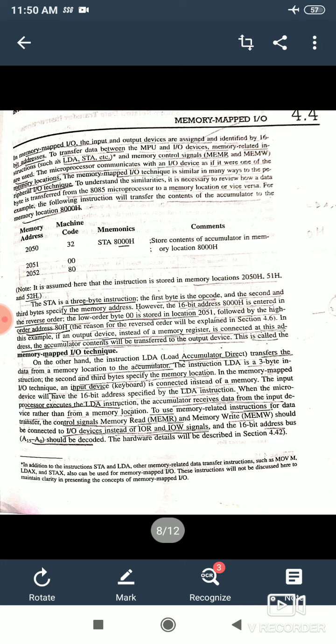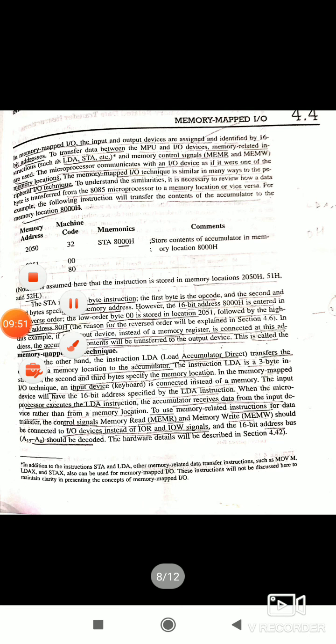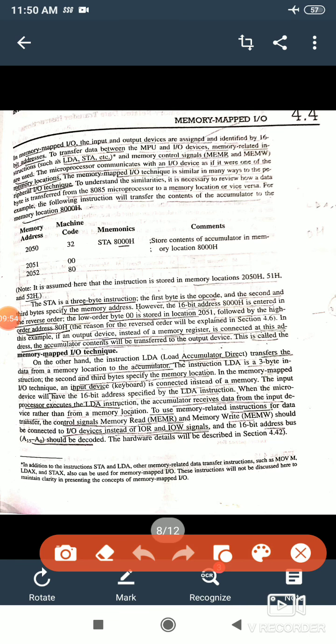Now next is memory mapped IO. If we talk about memory mapped IO, the input and output devices are identified by a 16-bit address, just like memory, instead of an 8-bit address. Now instead of using IN and OUT instructions, we will use LDA and STA, just like in memory interfacing. Instead of IO read and IO write, we will use memory read and memory write here.